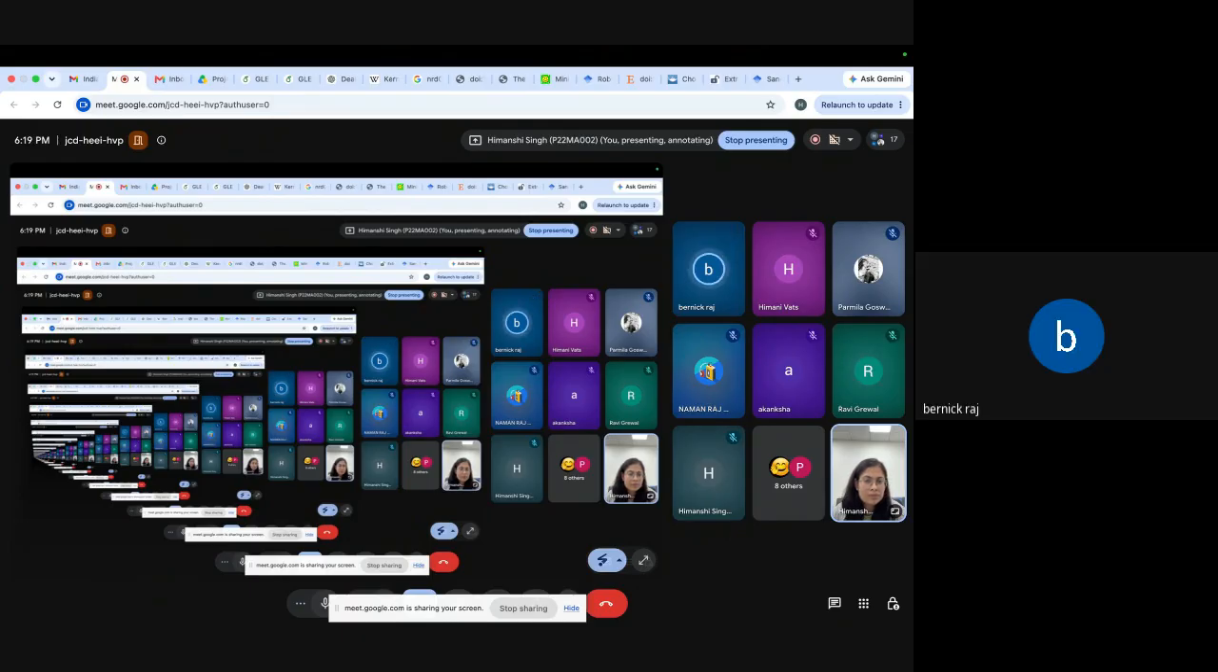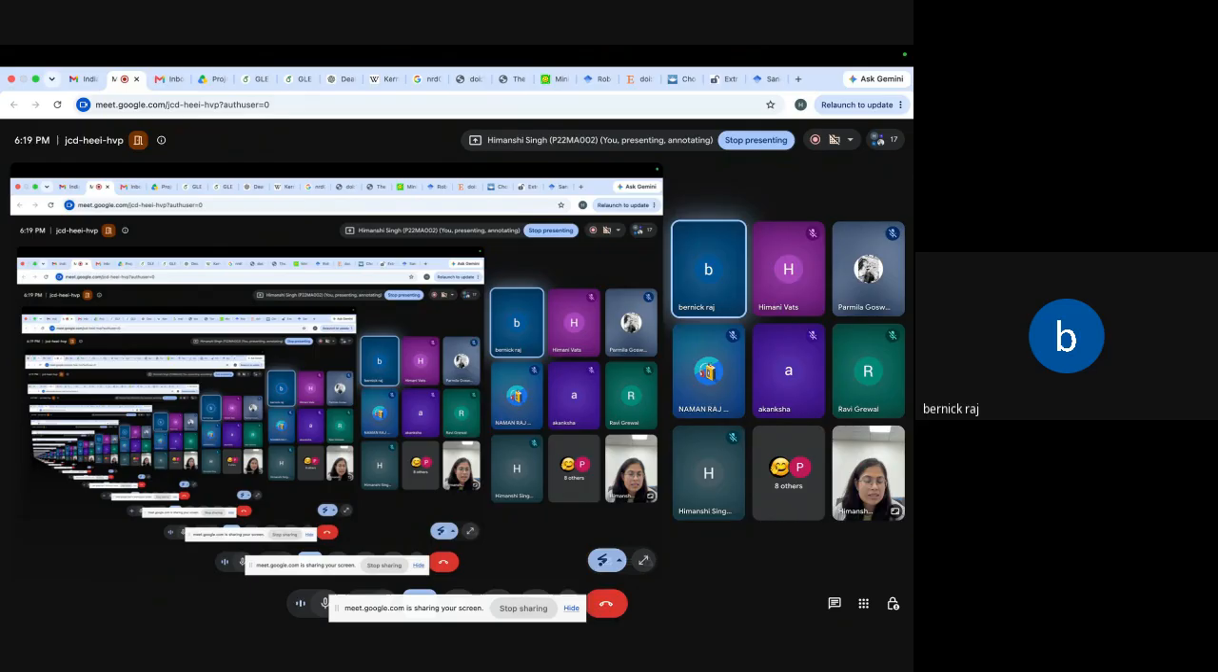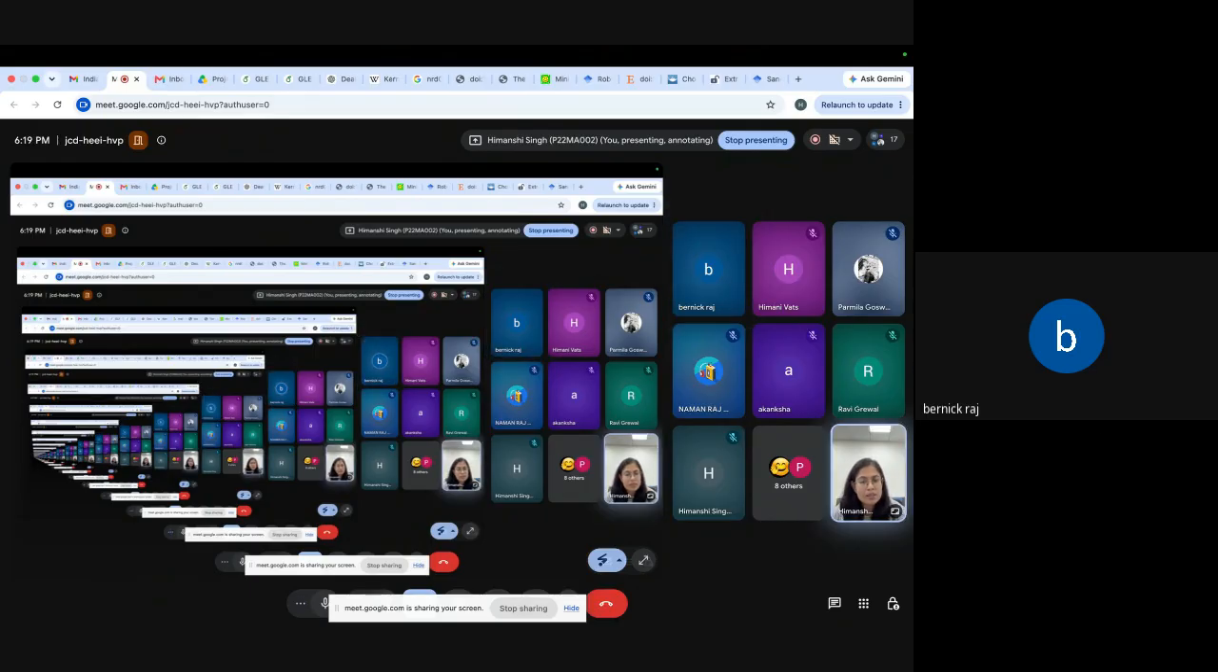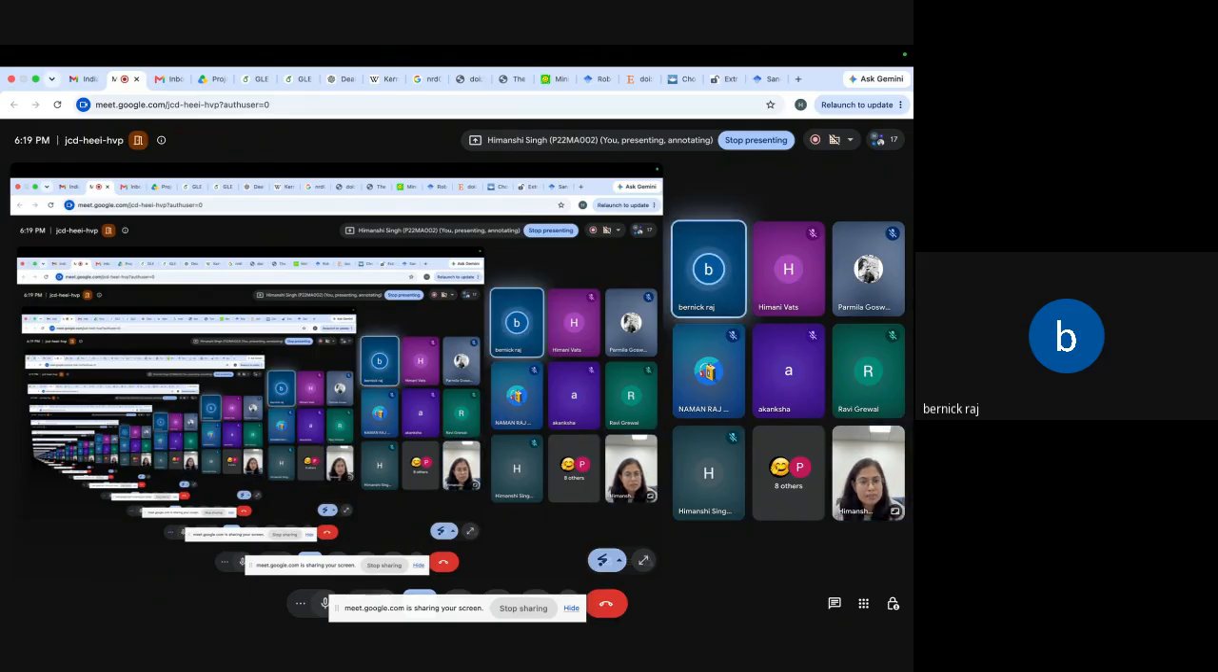Yes, madam. Actually, this is an English medium course. Because we are from the south side, we don't know Hindi. Therefore, it is better to speak in English because the medium of instruction is English.